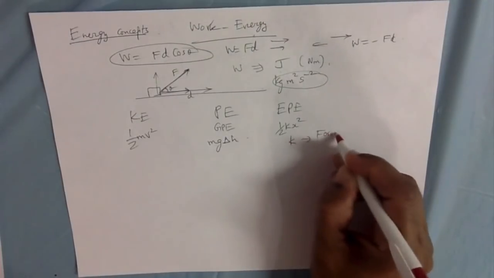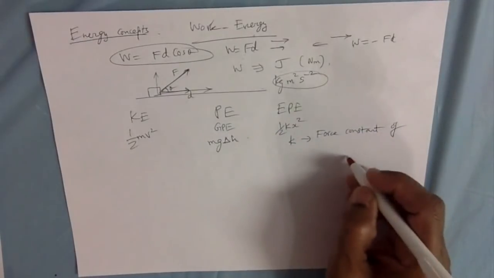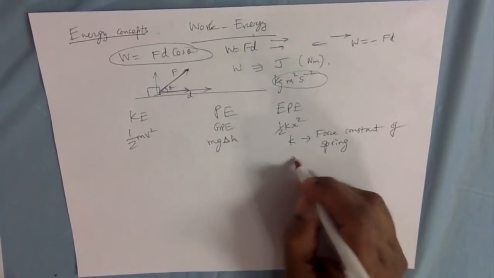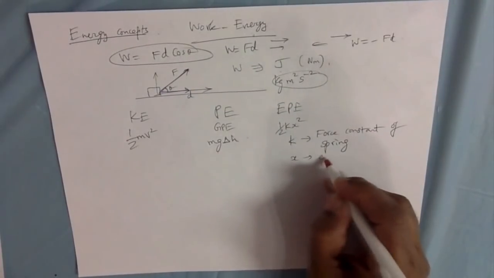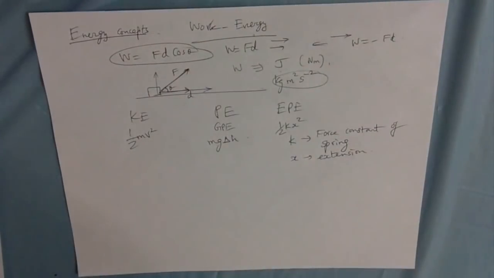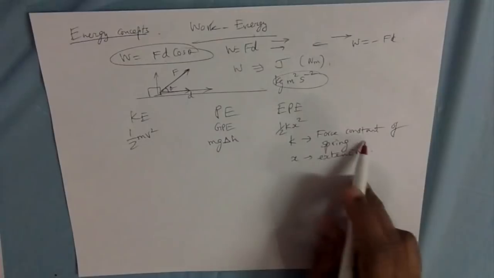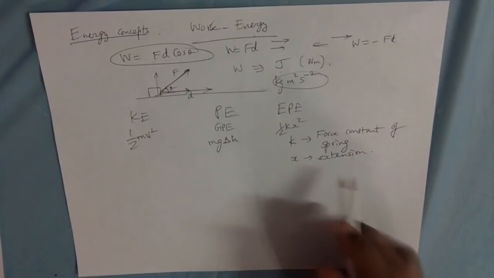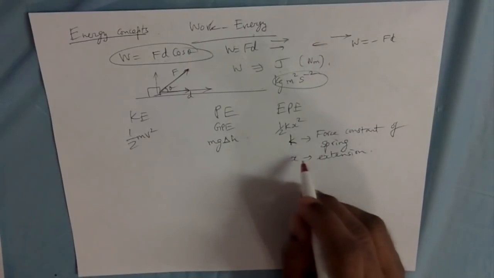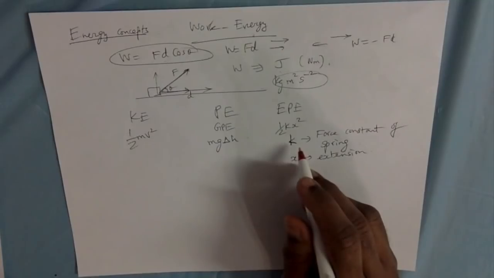So elastic potential energy is half kx square, where, as I mentioned in class, k is the force constant of spring, and x stands for the extension. So half kx square, k is the force constant of the spring. Different springs have different k's. A slinky probably has a very small k, and a car spring is supposed to be having a very, very high k. Okay.